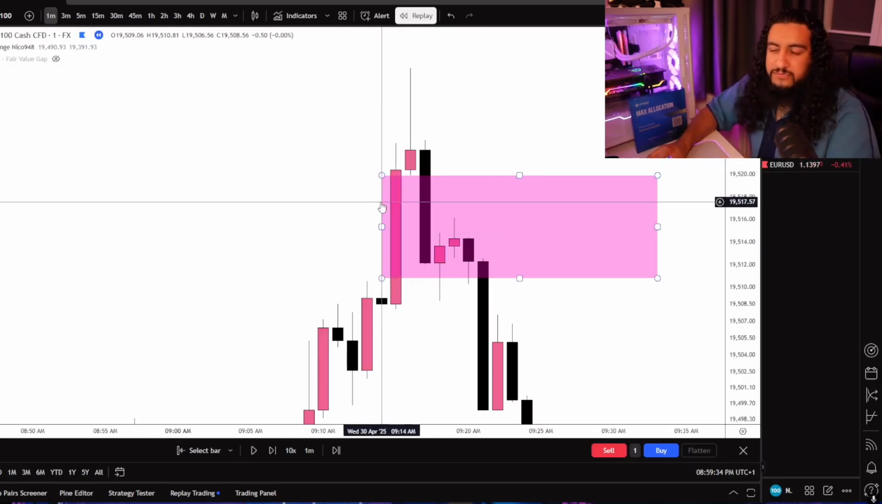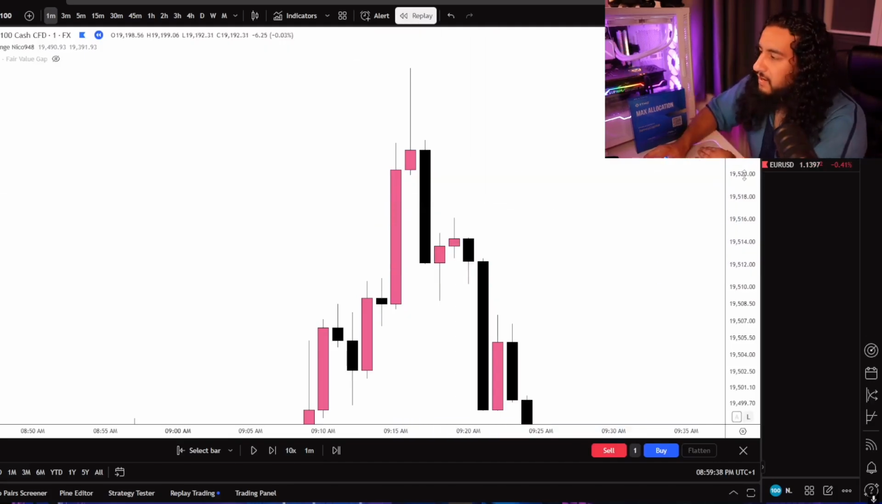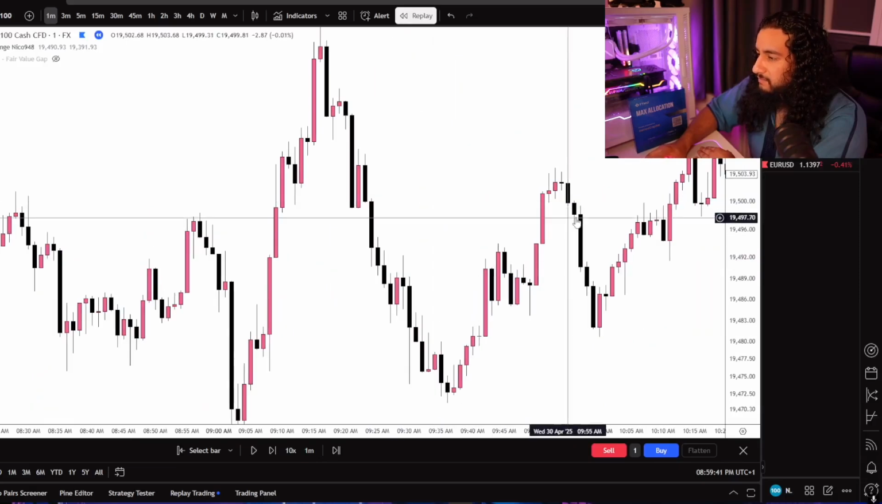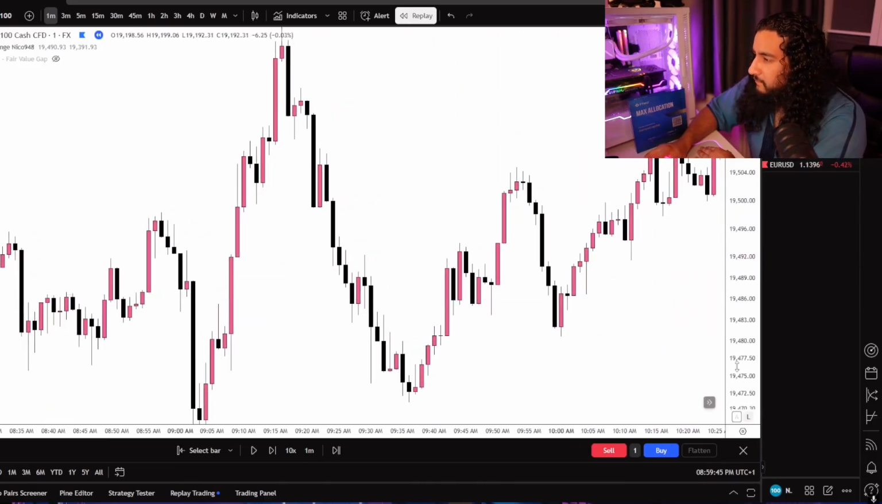Are you starting to understand what I mean? We'll look at more examples of what isn't a fair value gap, because I think that will be very helpful. Okay. Here we go.